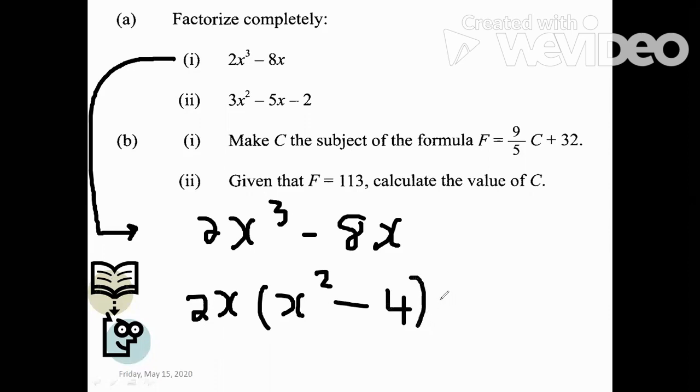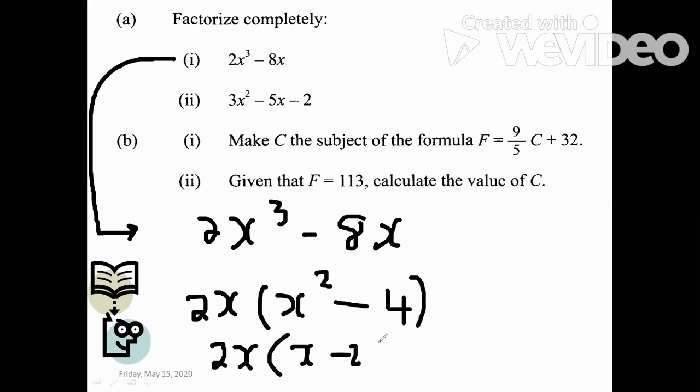If you examine this bracket here, we realize that this is actually a difference of two squares. So we're going to take a step further and factorize the bracket. So when you factorize x squared minus 4, you're going to get x minus 2 and x plus 2. And that's the answer for the first part.